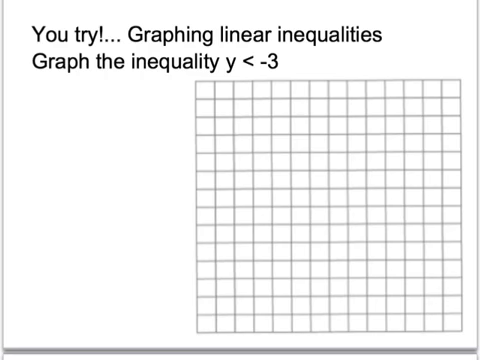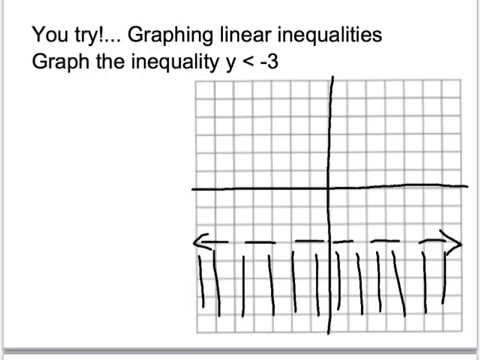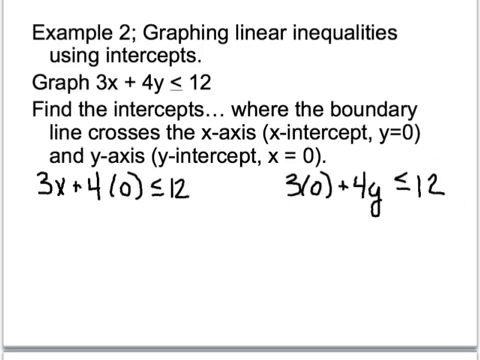Graph the inequality y is less than negative 3. There you go. Y-intercept of negative 3, no slope. Okay, let's try the next example.